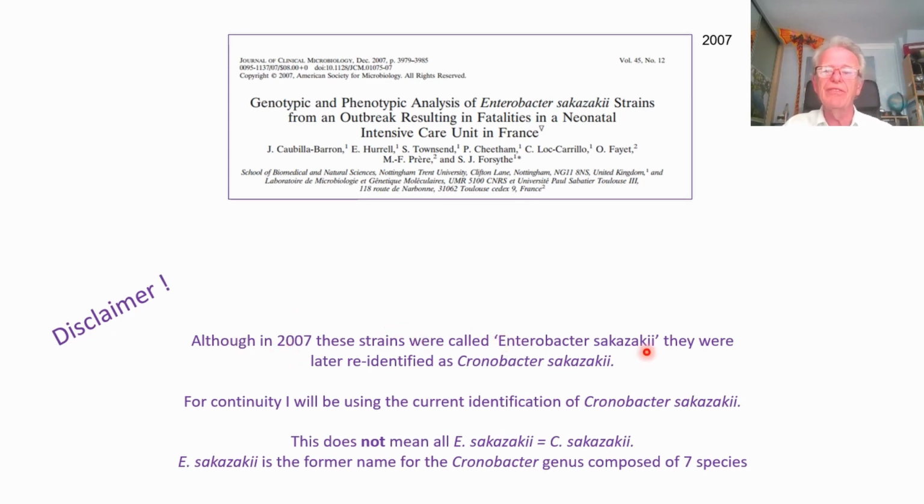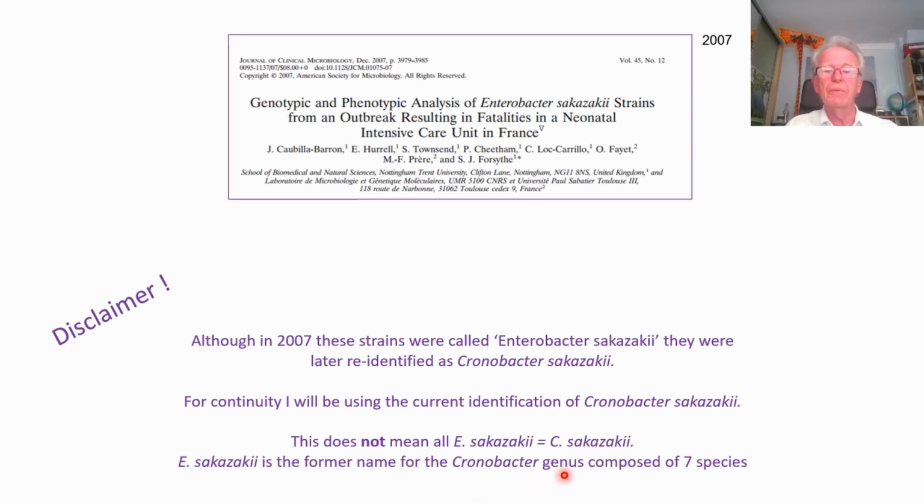Now, disclaimer: although in 2007 these strains were called Enterobacter sakazakii, they were later identified by us as Cronobacter sakazakii. For continuity, as I go through these slides, I'm going to keep saying Cronobacter sakazakii, even though the original paper said Enterobacter. This absolutely does not mean all E. sakazakii equal C. sakazakii. That's not true, that's not accurate. Enterobacter sakazakii is a former name for the Cronobacter genus.